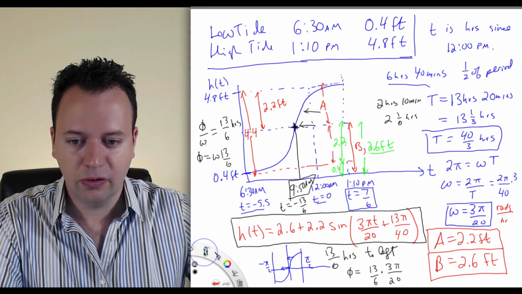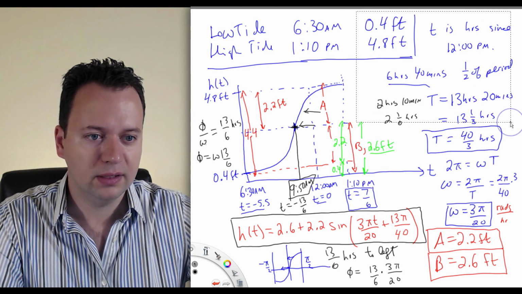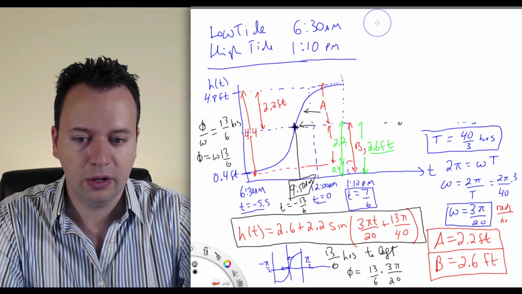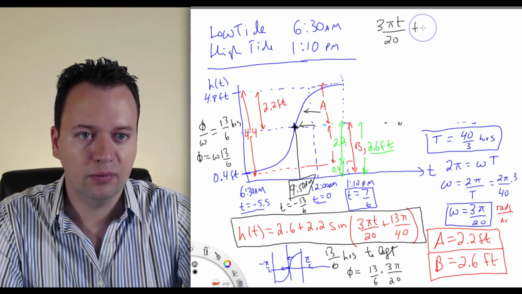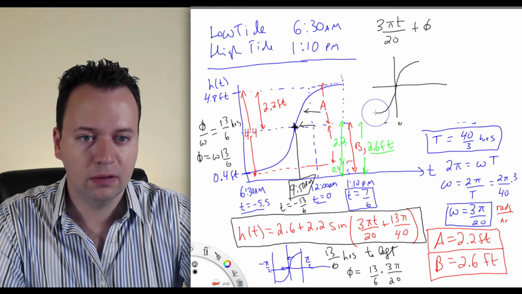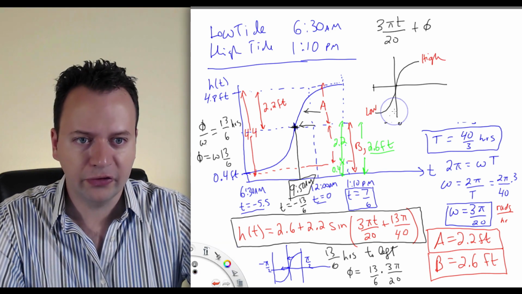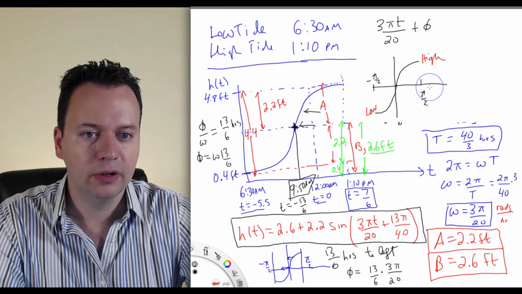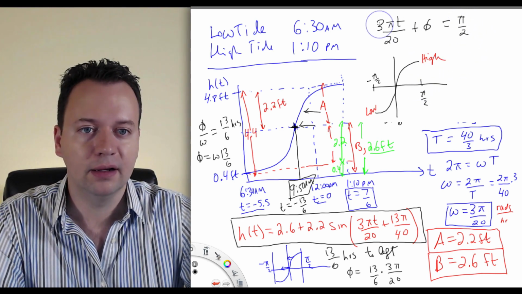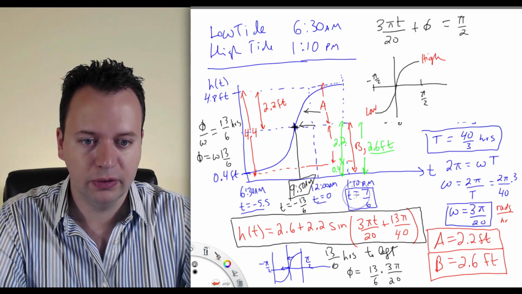Another way you could have computed the phase shift if you didn't know it, well, we know that we had 3 pi t over 20 plus some phase shift phi. Well, we can use the fact that here's the sine wave. So this is low tide, and then this is the high tide. And for the regular sine wave, this would have been pi over 2 and minus pi over 2. So we can use the fact that we want high tide to be at an argument of pi over 2. Right? So pi over 2 should correspond to the high tide. So 3 pi t over 20 plus phi should equal pi over 2. And of course, that occurs when t is equal to 7 over 6.